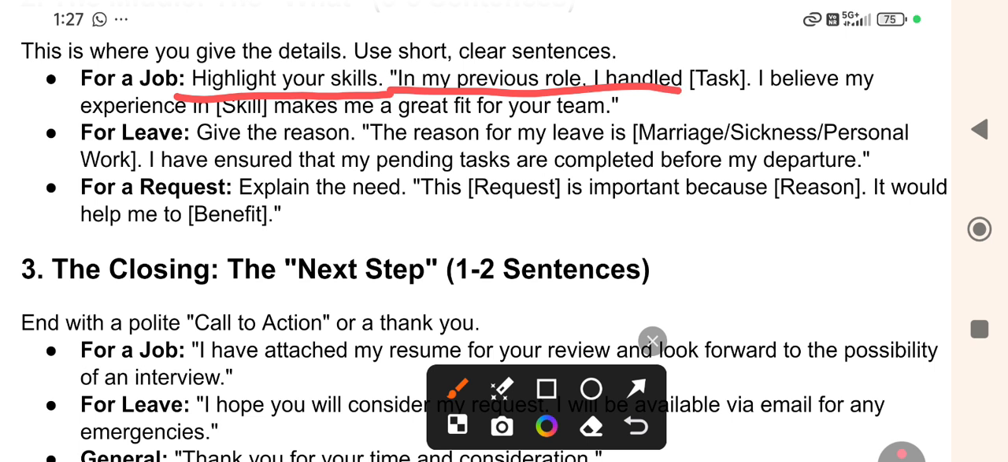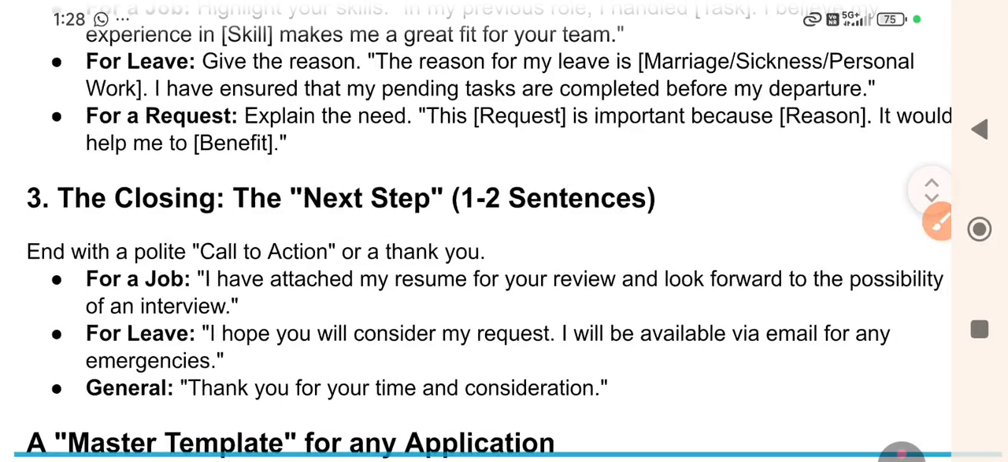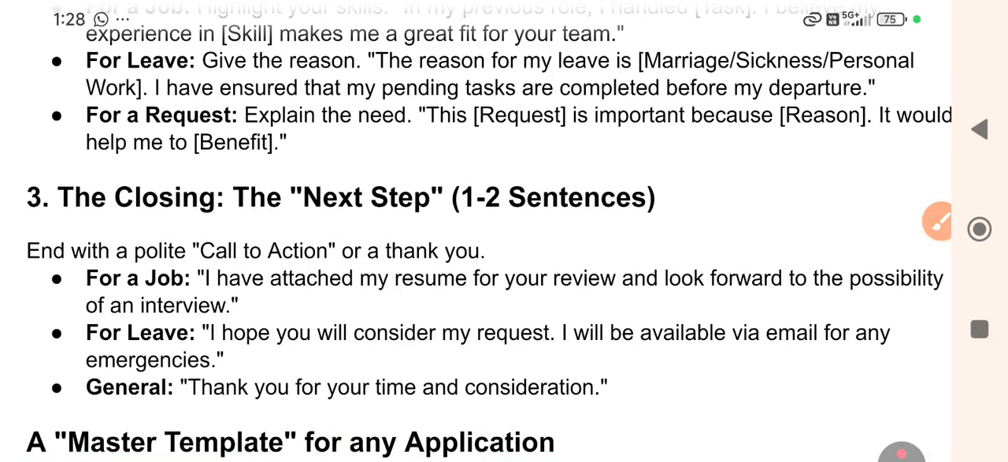So maybe you can use these lines: In my previous role I handled the graduation classes, and I believe my experience in teaching makes me a great fit for your team. So that will be the next part of the job letter.